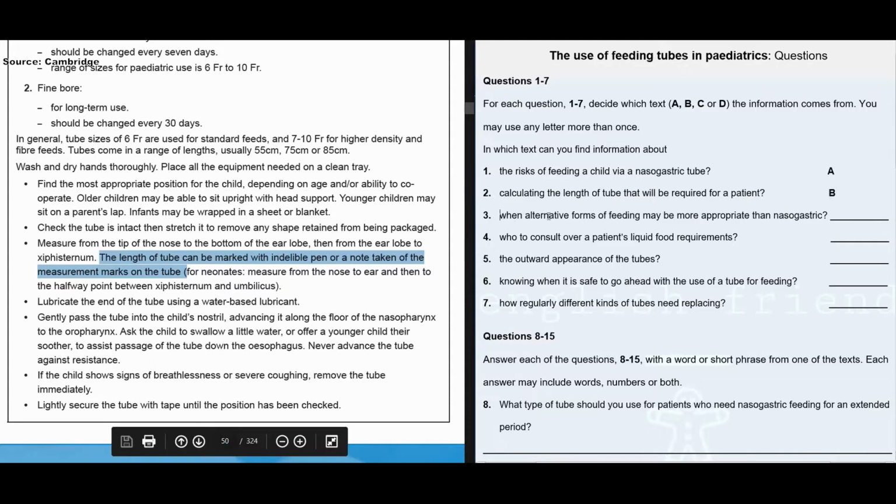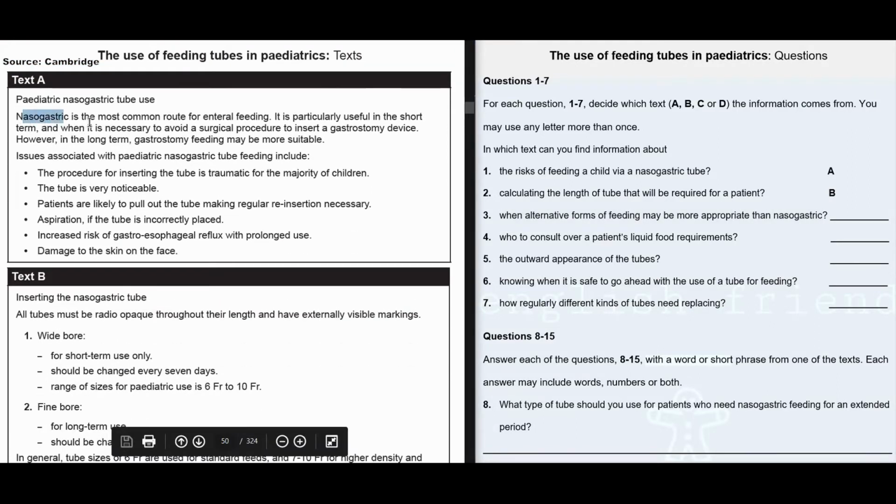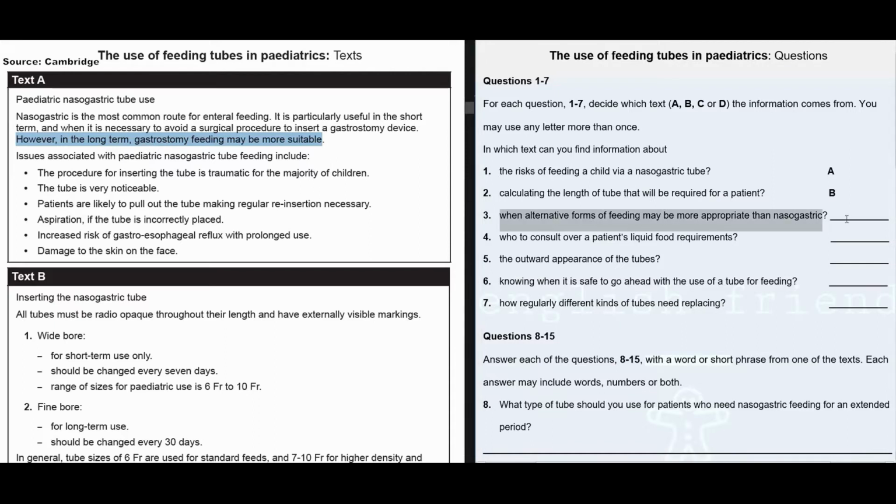Now question number 3. When alternative forms of feeding may be more appropriate than nasogastric. So that can be found in text A. Here in this paragraph it says nasogastric is the most common route for enteral feeding. It is particularly useful in the short term and when it is necessary to avoid a surgical procedure to insert a gastrostomy device. And here lies our information. However, in the long term, gastrostomy feeding may be more suitable than nasogastric feeding. So the answer for question number 3 is A again.